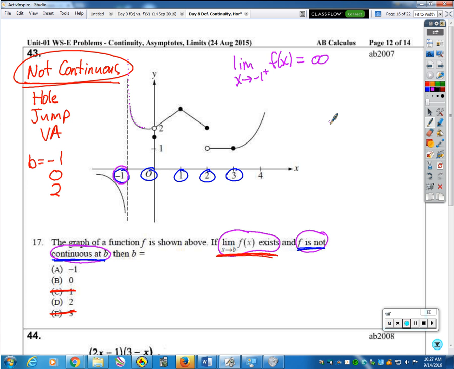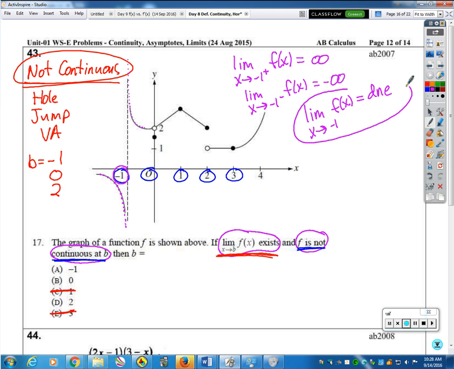If I approach x equal -1 from this side, so I get closer and closer to x equal -1, what y coordinate am I getting closer and closer to? That's better, negative infinity. So the limit, as x approaches -1 from the left, is negative infinity. So what is the limit as x approaches -1 in general? Does not exist.